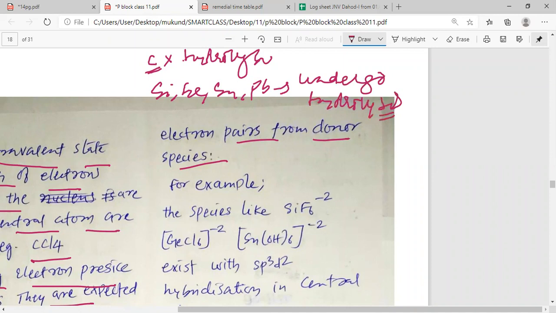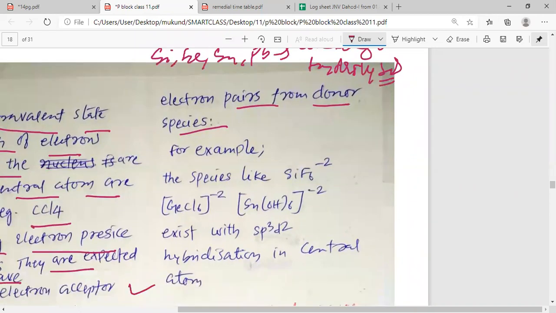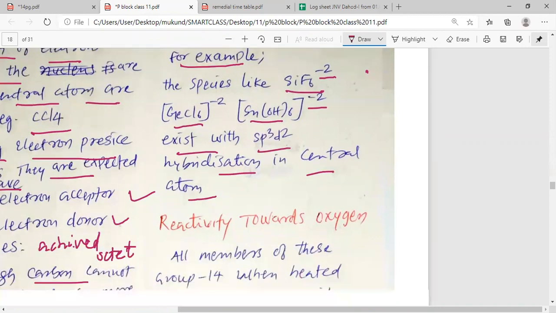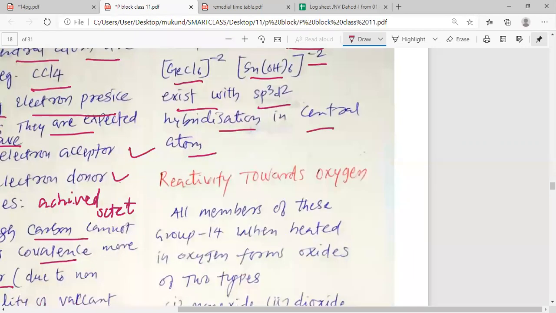Or they can have their covalence increased to more than 4, and thus they can form compounds with up to 6 covalence. So you can see species like SiF6 2-, where the covalence of silicon is 6. You can even see GeCl6 2-, Sn(OH)6 2-. These kinds of complexes exist with sp3d2 hybridization in the central metal atom, and their covalence can be increased to more than 4.